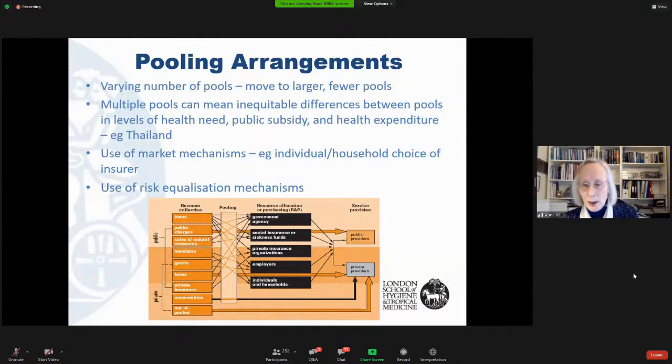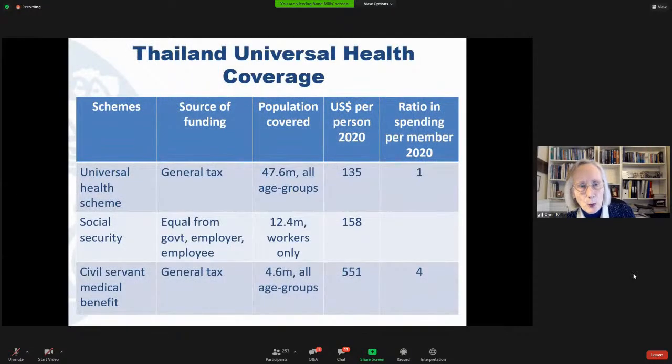So, for example, in Thailand, and I'm going to refer to Thailand quite a bit, partly because it's a country I know really well. This is their universal health coverage scheme, very widely publicized across the world, because Thailand implemented this when it was still a lower middle income country. There's one very large universal health scheme funded by general tax, covering nearly 48 million of the population and all age groups.